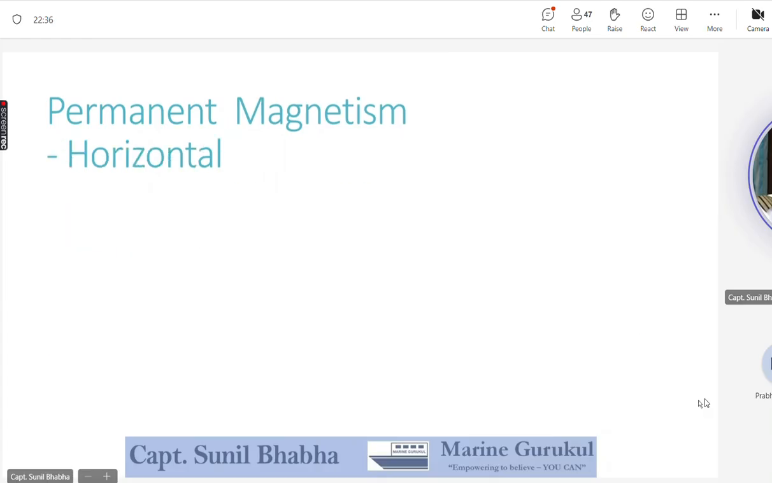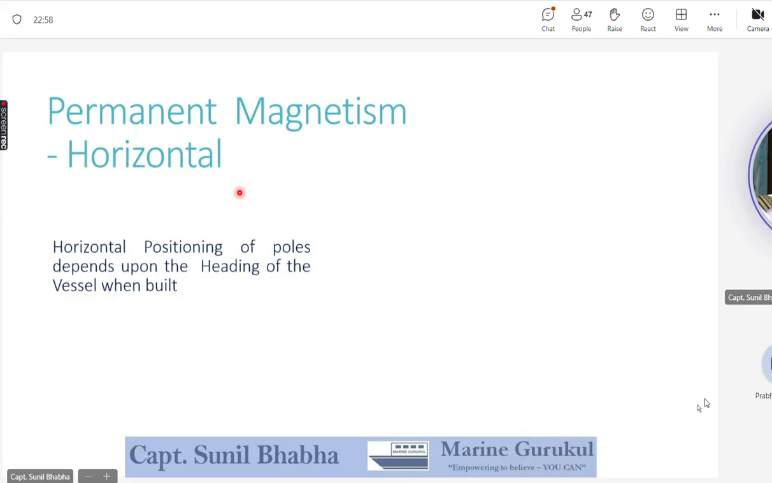Now, as I told you, this permanent magnetism is acquired both in the horizontal direction and the vertical direction. We'll go there, beta. Just complete this, then I'll show you. Now let's try to understand that by making some diagrams.